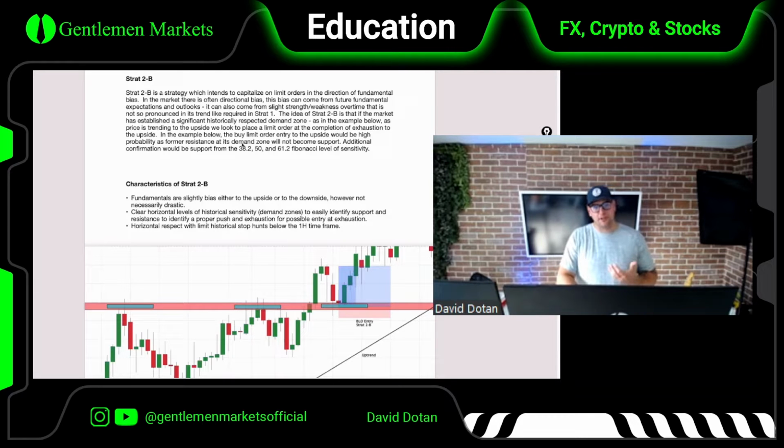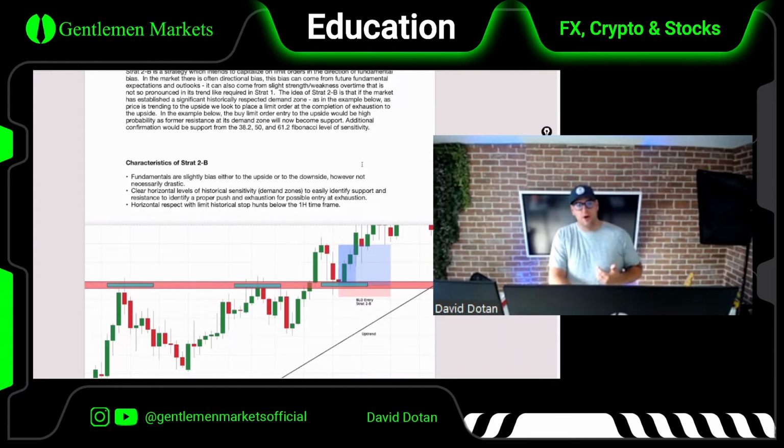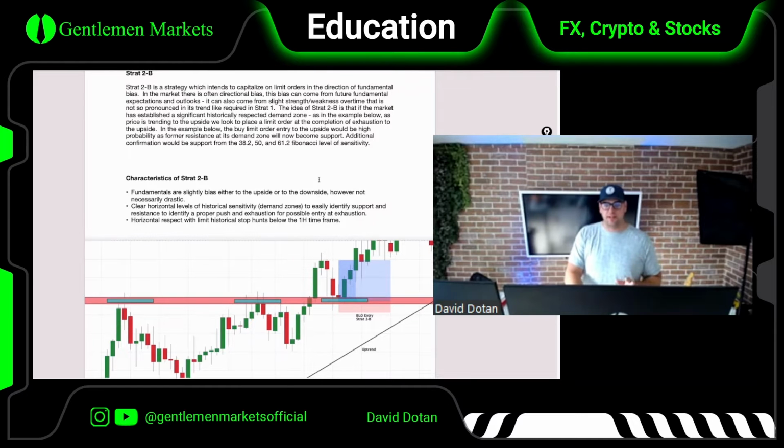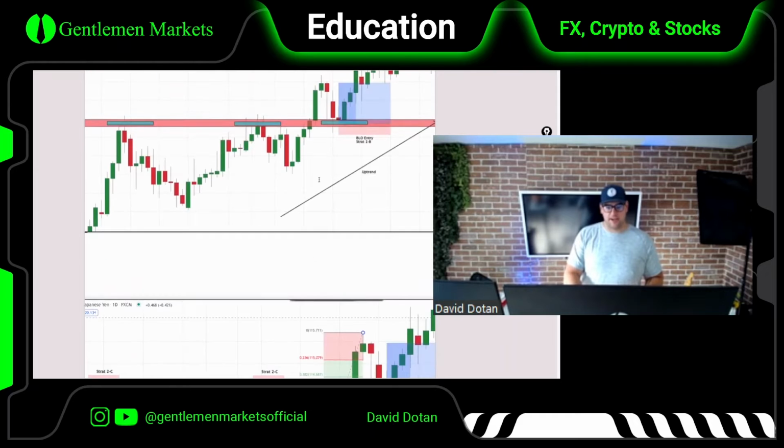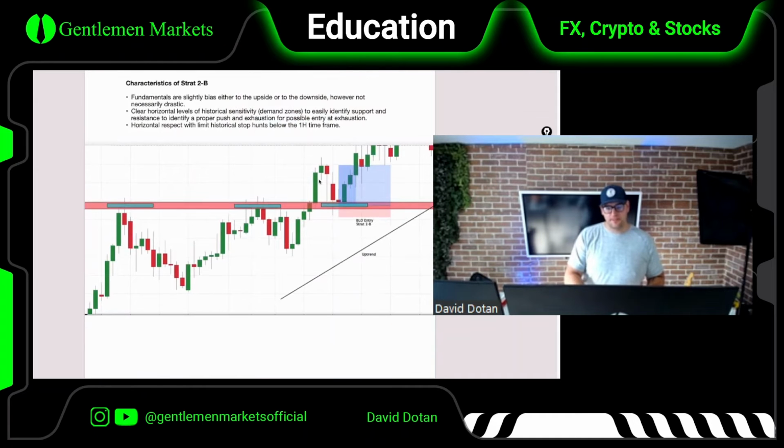In the example below, the buy limit order entry to the upside would be high probability, as resistance at its demand zone will now become support. Additional confirmation would be support from the 38.2 and 61.8% FIB. Now I know that could be a little bit confusing. Let's simplify the complicated here, okay? Let me give you a little bit of an example.